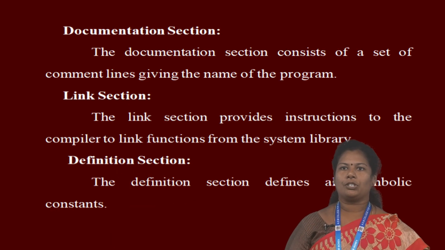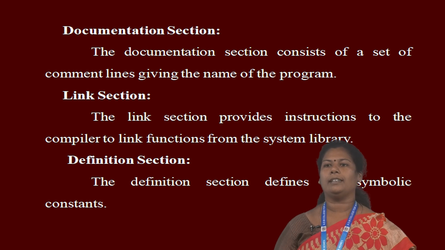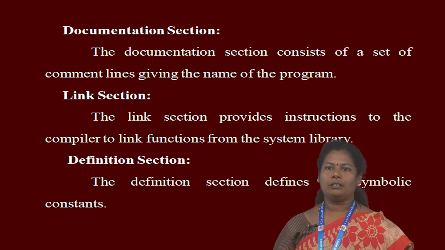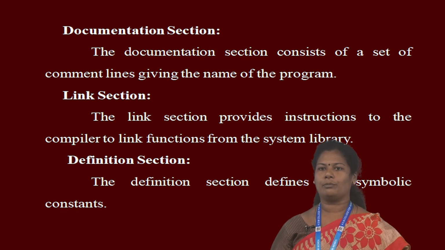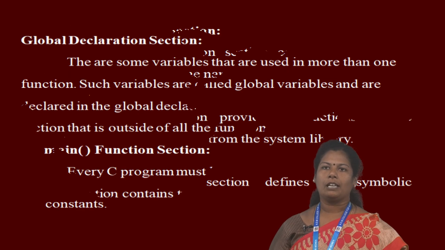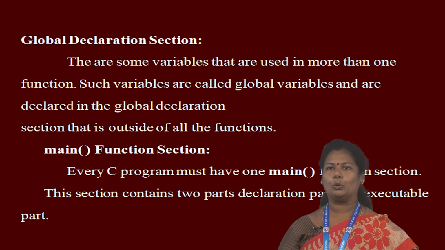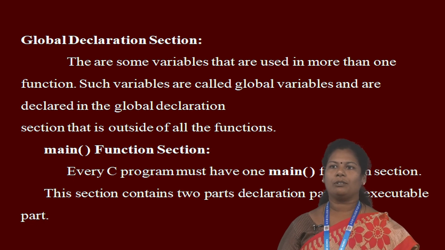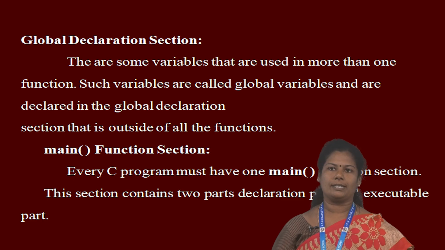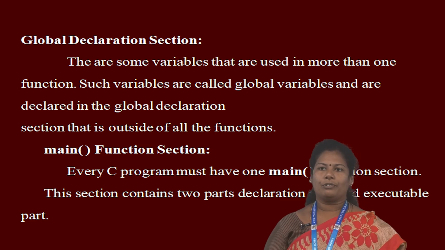Documentation section: the section consists of a set of comment lines giving the name of the program. Link section provides instruction to the compiler to link functions from the system library. Definition section defines all symbolic constants. Global declaration section: some variables are used in more than one function. Such variables are called global variables and are declared in the global declaration section, that is, outside of all the functions.